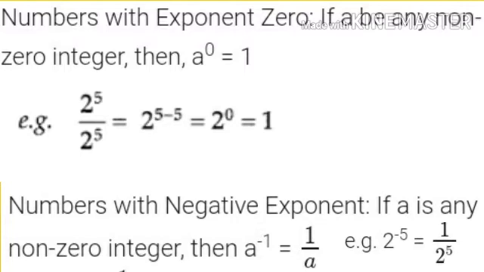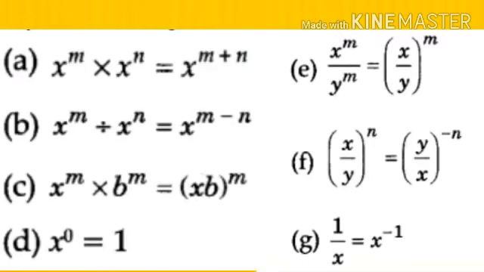Now, numbers with a negative exponent. If a is any non-zero integer, then a raised to the power minus 1 is equal to 1 upon a, or a raised to the power minus 1 is equal to 1 upon a raised to the power 1. Example, 2 raised to the power minus 5 is equal to 1 upon 2 raised to the power 5. Now, we revise the laws of exponents.